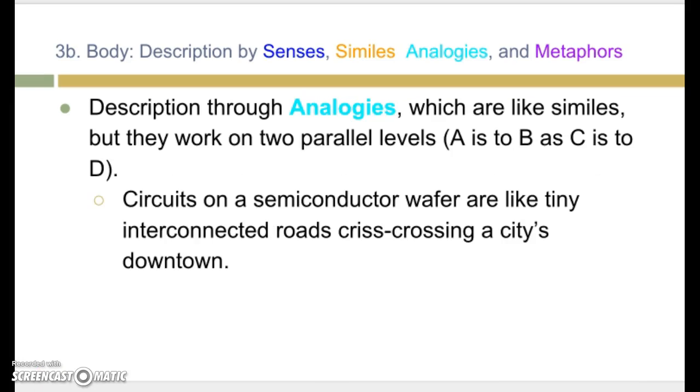Another method of description is through the use of analogies, which are like similes, but they work on 2 parallel levels. And the formula we often use with that is A is to B as C is to D. So 2 different parallel comparisons joining together to make one large comparison. Circuits on a semiconductor wafer are like tiny interconnected roads crisscrossing a city's downtown. So see if you can figure out where the 2 levels of comparison are actually being made and how they work together to make a larger comparison.